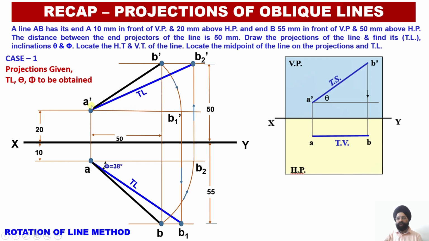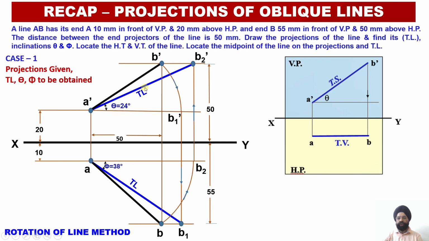So then I am going to join this A dash B2 dash, and once I join this, because this is an inclined line, I am going to get angle theta. So angle theta is the angle of inclination of the true length in elevation with the horizontal plane. So angle theta is obtained.